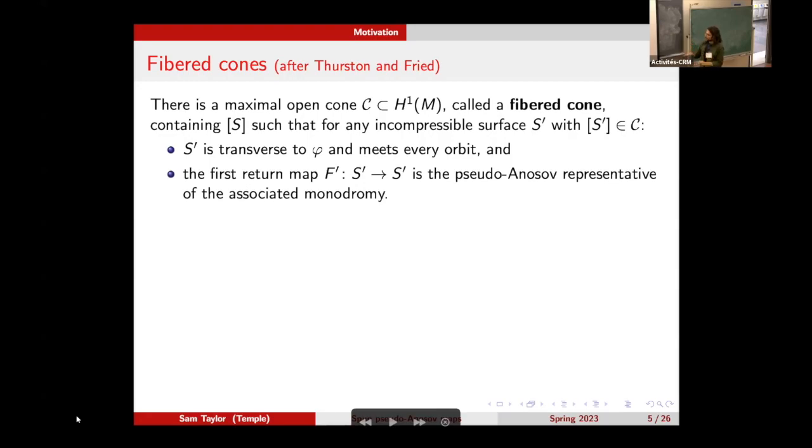So if your surface is transverse to the flow and intersects every orbit, then you get a well-defined first return map. What you do is you just take a point on your surface and you simply flow along this suspension flow we've already defined until you hit the surface again. And that defines a homeomorphism of the surface. And what it does is it realizes the manifold N that you're in as a mapping torus of this new surface with its first return map. So this is just to say, if you have other transverse surfaces, other cross sections of this flow, then you could see your manifold fibering over the circle in a different way.